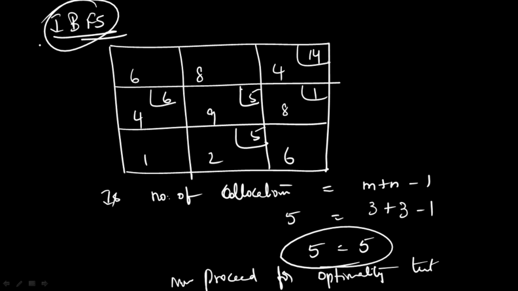Now before going for optimality test, you need to do another test. So that another test is nothing but number of allocations is equal to m plus n minus 1. So which means it is like, maybe you can call it a test for optimality test. You got the point? Now, is the number of allocations equal to m plus n minus 1? Yes. 5 is equal to m, the number of rows, plus n, the number of columns, minus 1. So therefore, when 5 is equal to 5, now we can proceed for optimality test. Okay, chalo. Now, how to do this optimality test?